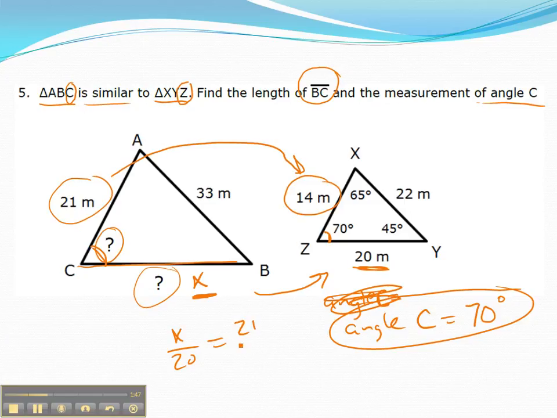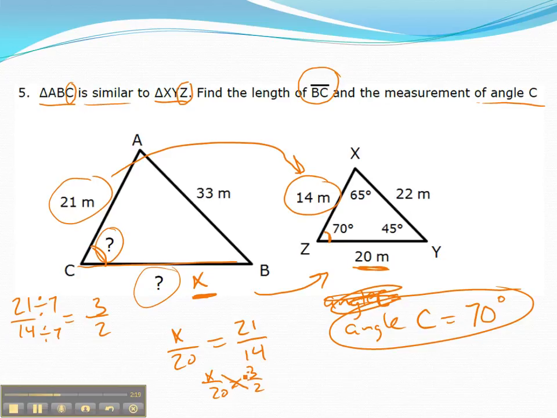So 21 over 14. Now I can cross multiply and solve that equation, but before I even do that, I'm going to make life easier on myself and take this 21 over 14 off to the side and simplify it. I can see that there's a common factor of 7 there. So divide the numerator and denominator by 7. 21 divided by 7 is 3. 14 divided by 7 is 2. So an easier way of writing this proportion would be X over 20 equals 3 over 2.